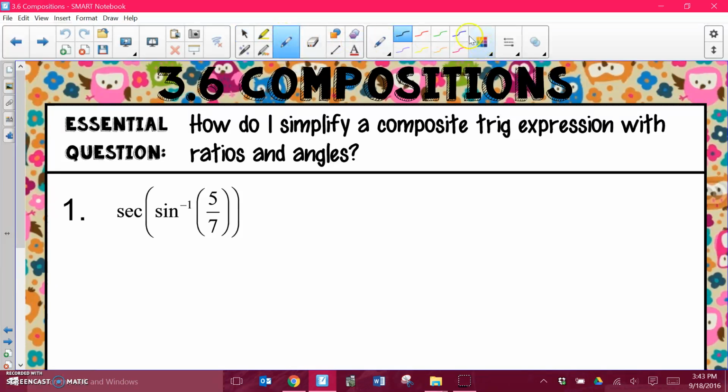Today we are going to talk about compositions. You've talked about compositions before, but with functions. Now we're going to just talk about trig compositions. So we're going to see how we simplify a composite trig expression that includes ratios and includes angles.